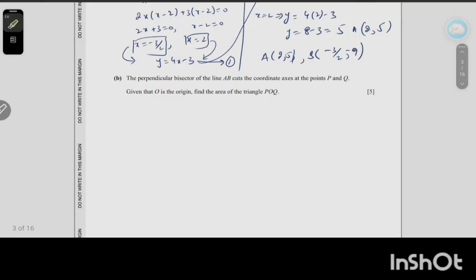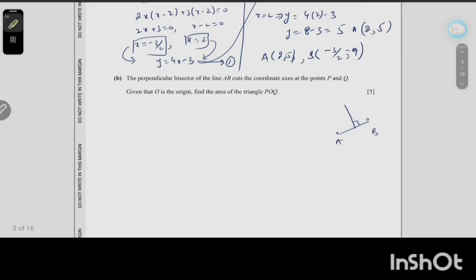Next one is, the question is that the perpendicular bisector of the line AB cuts the coordinate axes at the points P and Q. Given that O is the origin, find the area of triangle POQ. Okay, we have to find the triangle area. This is your A and this will be B, and this is a perpendicular bisector.